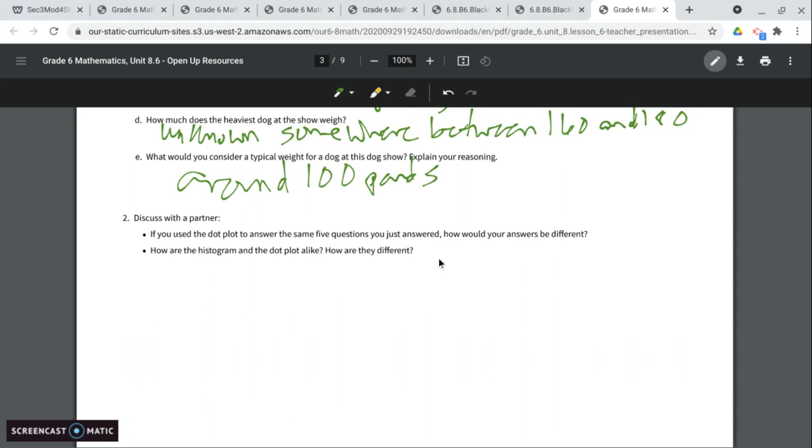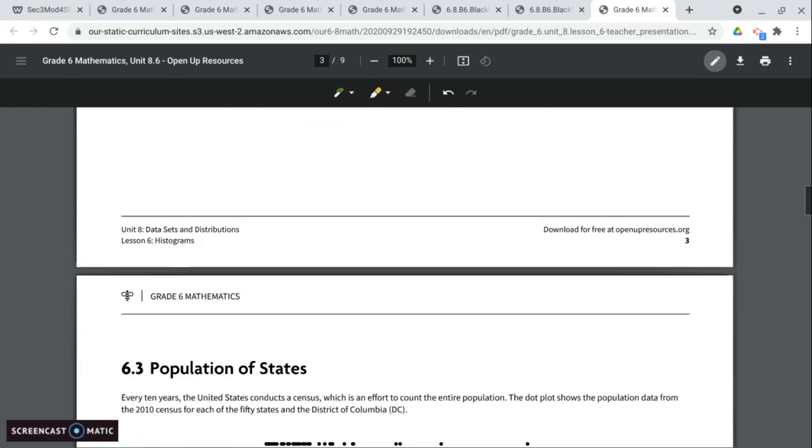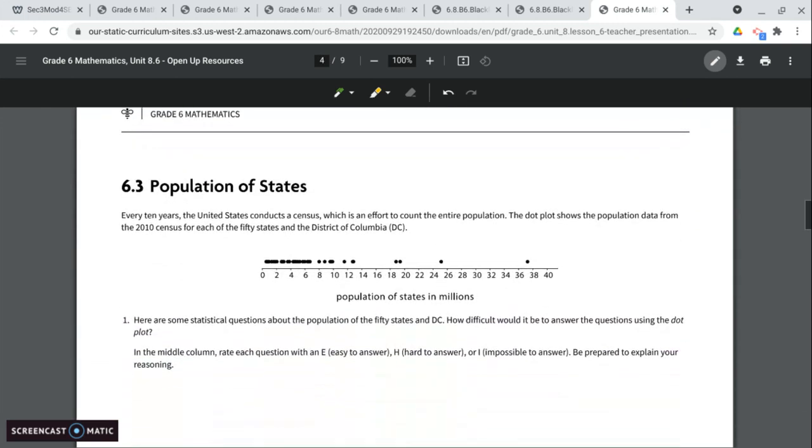So if we used a dot plot instead of a histogram to answer the 5 questions we just did, how would our answers be different? If we used a dot plot instead, we would have more precise data. We'd know exactly how many dogs weighed exactly what pounds. But the histogram and the dot plot are alike because we can see the averages, we can see the spread, and it gives us a representation of data. All right, so histograms is your key word for this lesson, histograms.